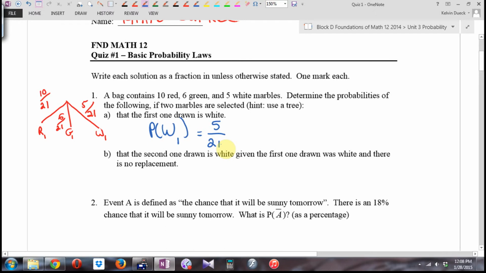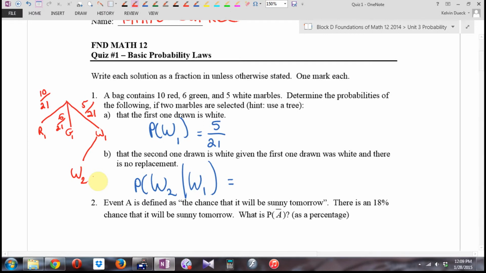B, the second one drawn is white, given that the first one drawn is white. What it's really asking for is this. That's how we would write that. I don't need to fill in the rest because this seems to be all they're interested in. It said given the first one was white, so we picked a white. How many whites are now left in the bag? 4 out of?